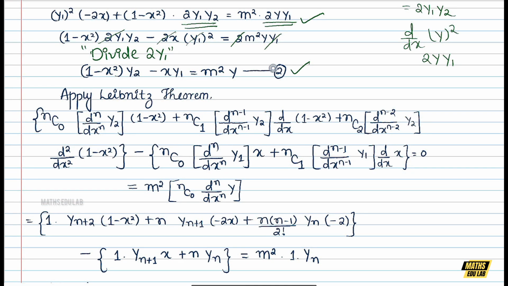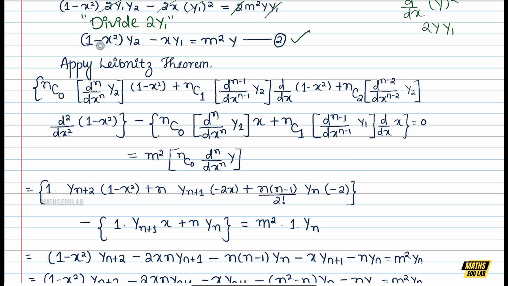Now in this second equation, we will apply the Leibniz theorem. As usual, this will be our first value and consider this as the second value. In the first value, y2 is our recurrence function, and 1 minus x^2 is our non-recurrence function. When we take the derivative of the non-recurrence function, for the first derivative we get minus 2x, and in the second derivative we get the value 2. So we will take the terms up to nC2.